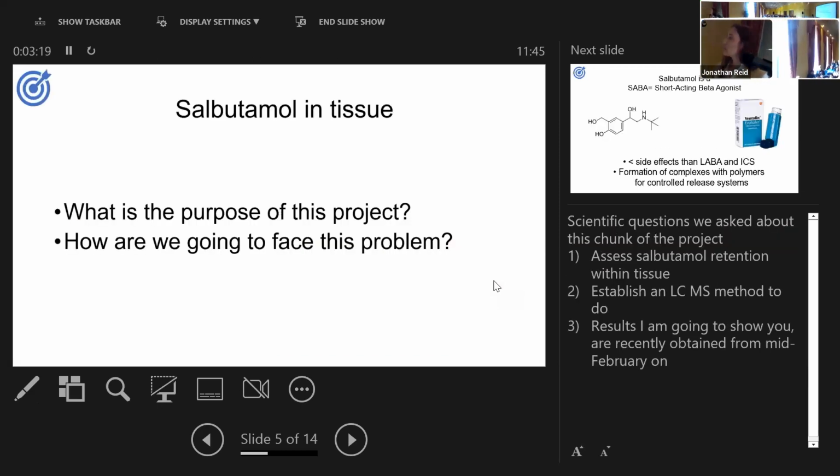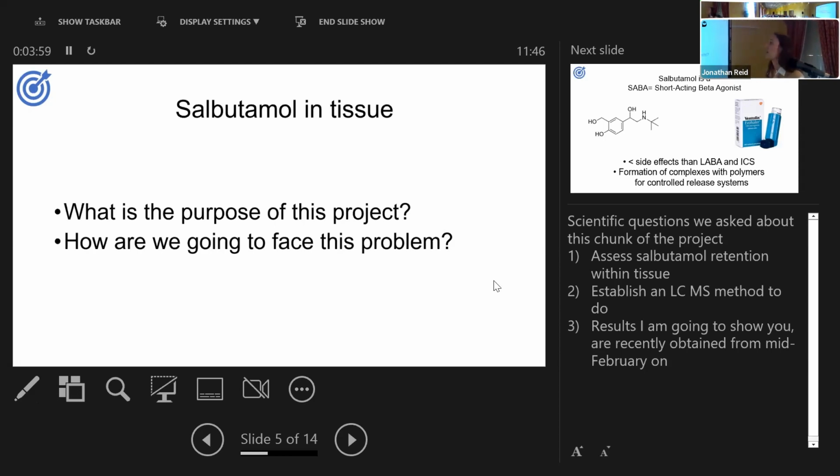So what I've been working on recently is trying to assess salbutamol in tissue, and I will try to explain why salbutamol. What is the purpose of this project and how are we going to face this problem are the two scientific questions that I'm asking myself at the moment. So what I want to do with this bit of the project is assess salbutamol retention within the tissue, and to do so I will establish an LC-MS method.